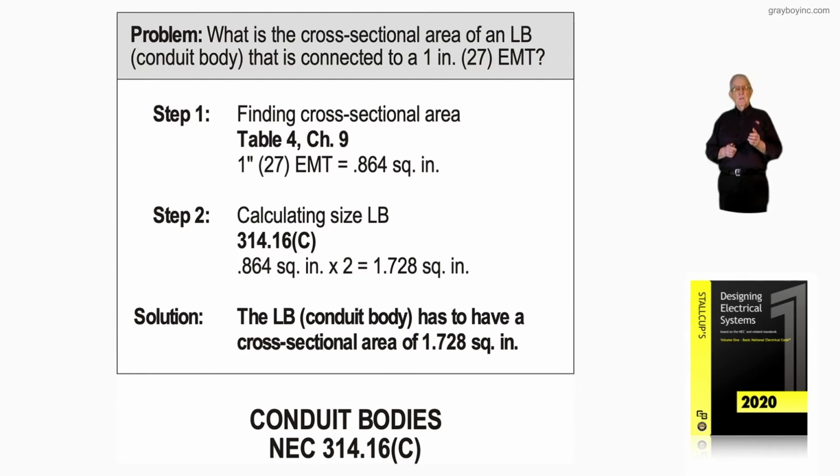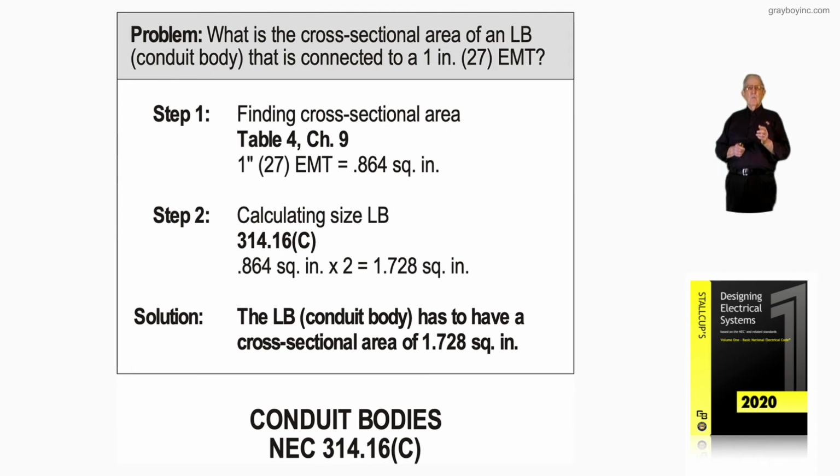So step one, the 1-inch EMT, if we went to Table 4, Chapter 9, in the NEC, a 1-inch EMT has a square inch area of 0.864. So the 2 multiplier here for the LB, 2 times 0.864 is equal to 1.728.